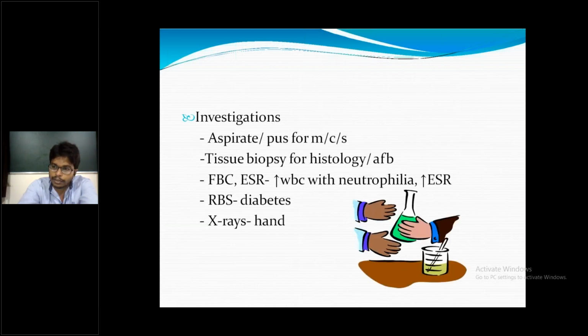Investigations. This is also clinically diagnosed in many, but in some infections you may need to treat the underlying cause like diabetes and to know what organism is involved. For that, aspiration of pus for culture and sensitivity, tissue biopsy for histology, and full blood count: ESR increased, increased WBC with neutrophilia.